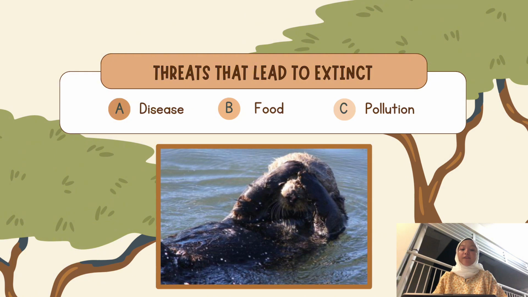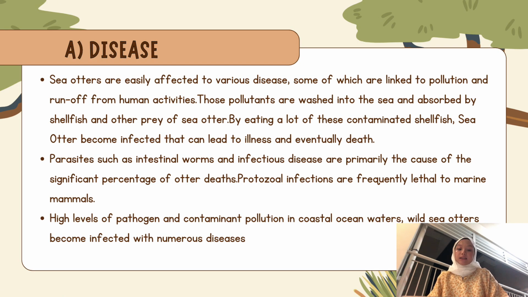So next is what threats lead the sea otter to become extinct. So I have listed 3 threats, which are disease, food, and also pollution. So the first one, I will be talking about disease. Sea otters are easily affected by various diseases because they live in the water. Some of which are linked to pollution and runoff from human activities. Those pollutants are washed into the sea and absorbed by the shellfish and other prey of sea otter. By eating a lot of these contaminated shellfish, sea otters become infected, which can lead to illness and eventually death.